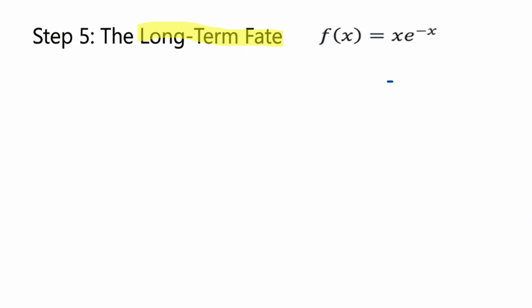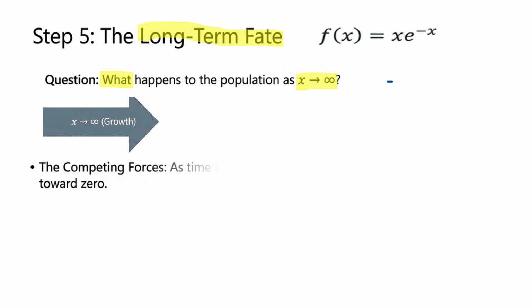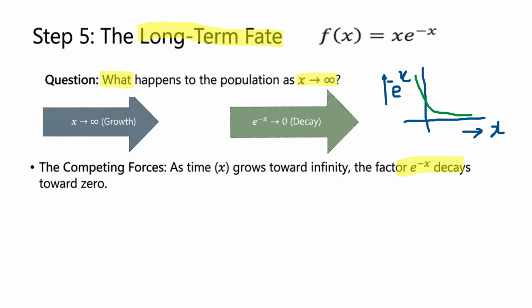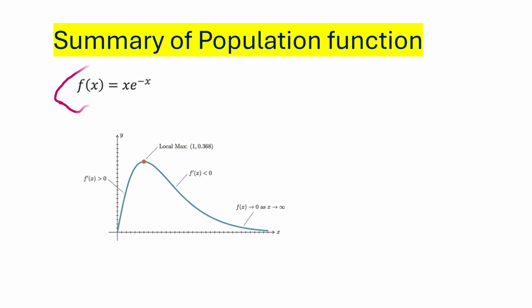Now, for the big finale, step 5. What is the long-term fate of our birds as time stretches on to infinity? We have competing forces here. As time x grows, the factor e to the power of minus x decays towards 0. The mathematical reality is that exponential decay is much stronger than linear growth. So, the population rises to its peak at year 1 and then decays gradually toward 0, extinction, but it never technically becomes negative. A complete visual representation of the bird population model is here.